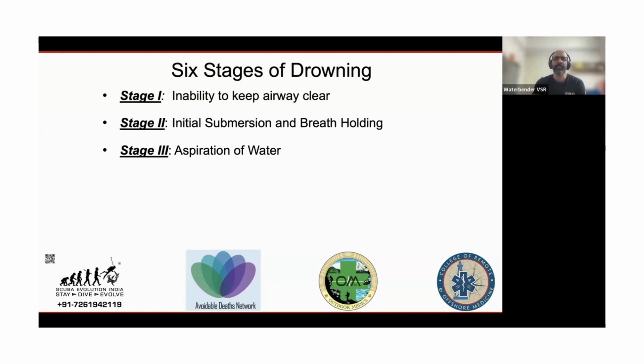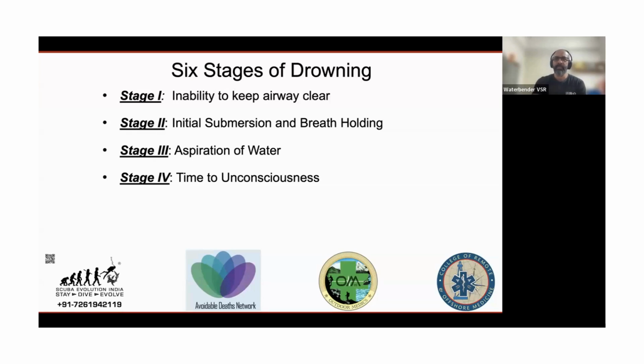That breath holding then opens up, and then you suddenly have an urge to breathe. There is no air available, so you breathe water, which is basically aspiration of water. Now, from stage 3 to stage 4, the time to unconsciousness depends upon multiple factors.